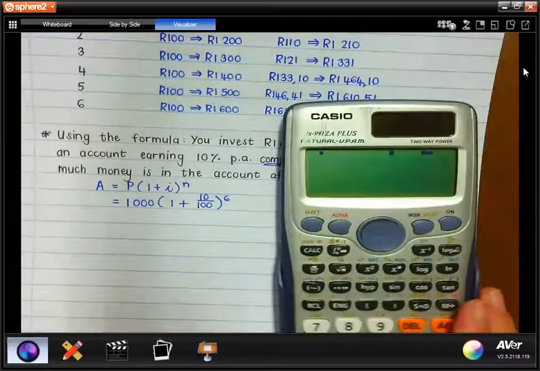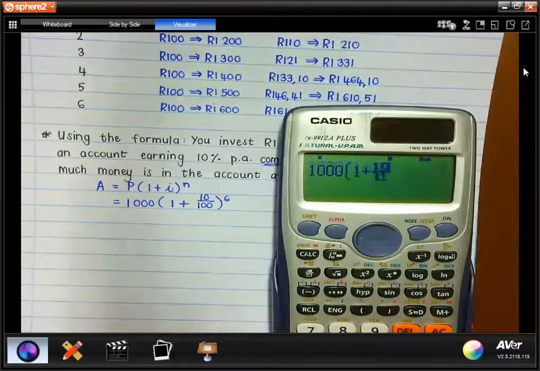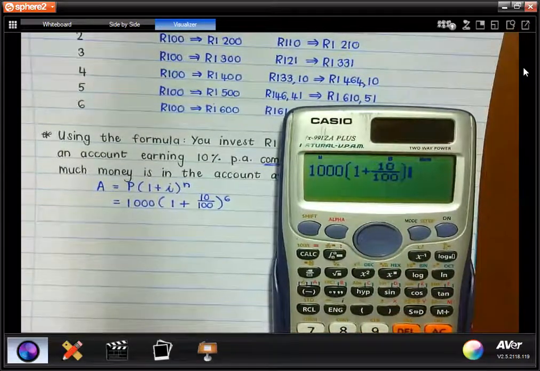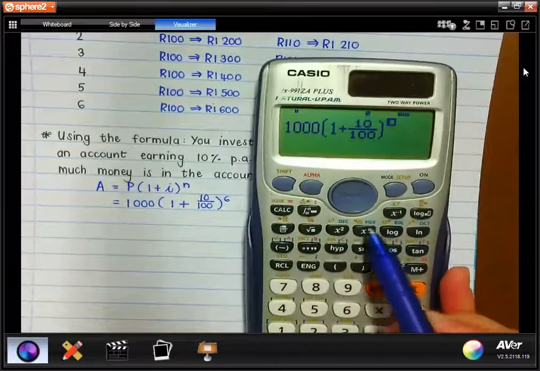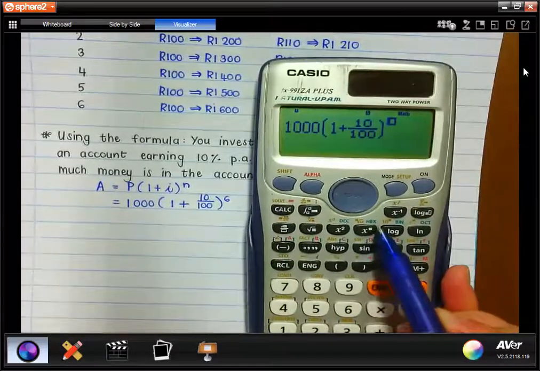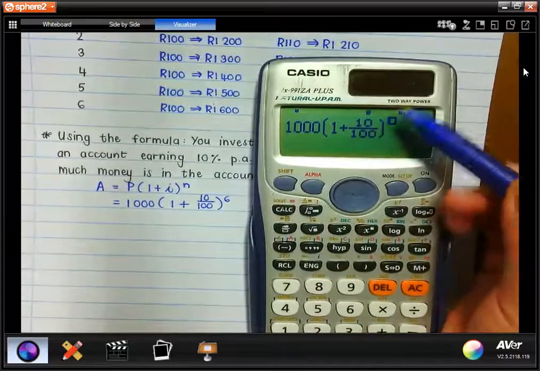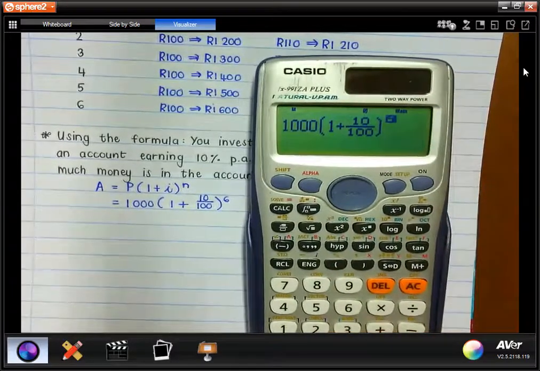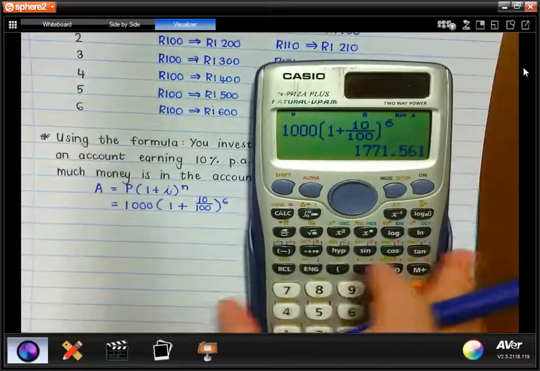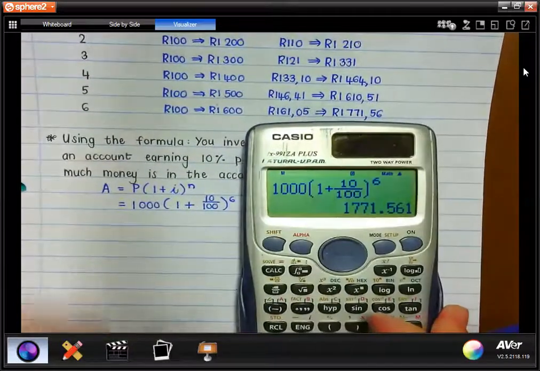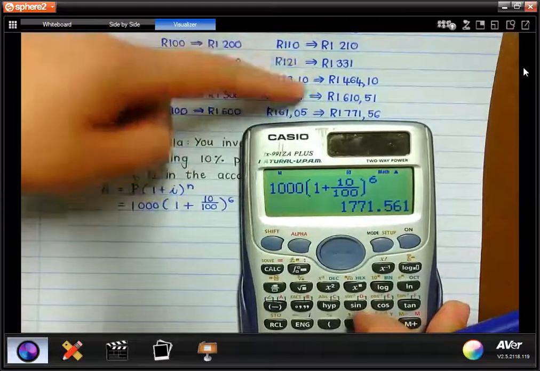Let's see. Now we're going to type it in. 1,000 bracket 1 plus 10 over 100 bracket closed to the power of. So you see that button, it's an X with a little block as the exponent. You press that button and then the exponent block comes up. Then you press your 6. Equals. Isn't that the same answer that we got up there? Yes.